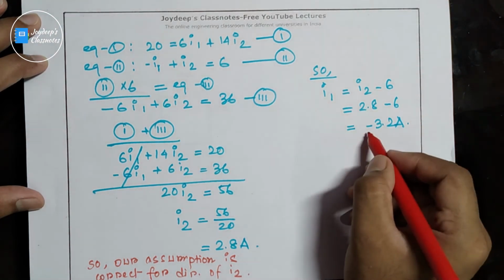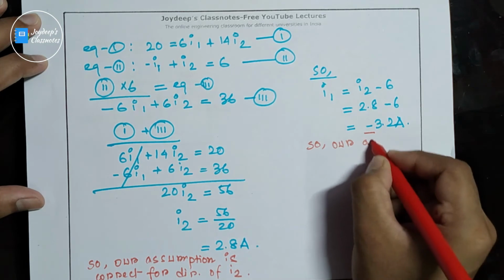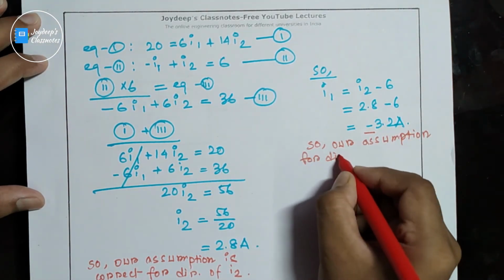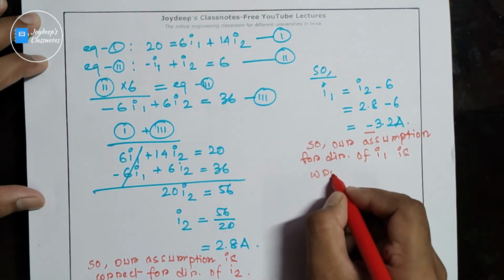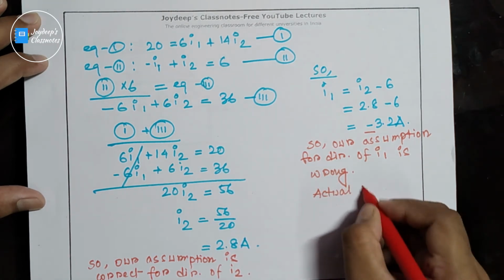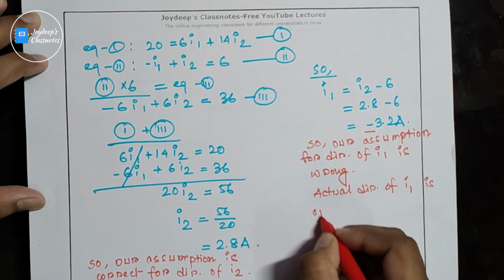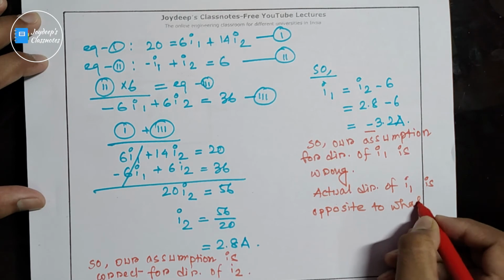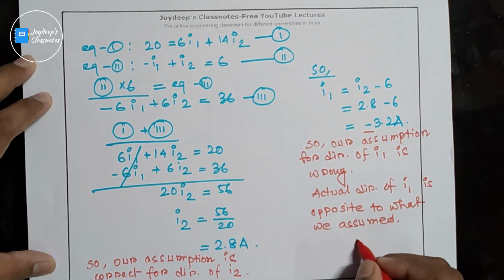Now since we got this minus, our assumption for the direction of I1 is wrong. The actual direction is opposite to what we assumed. Clear? So that's your answer.